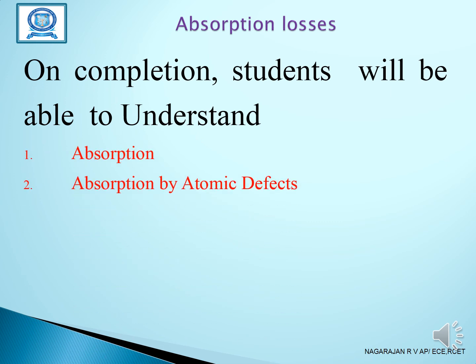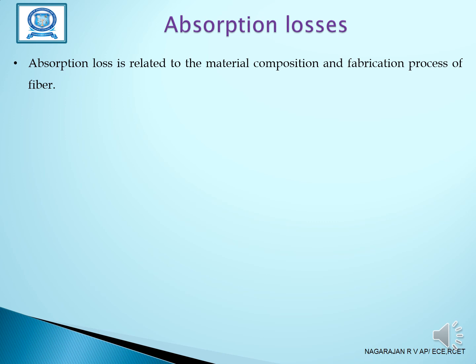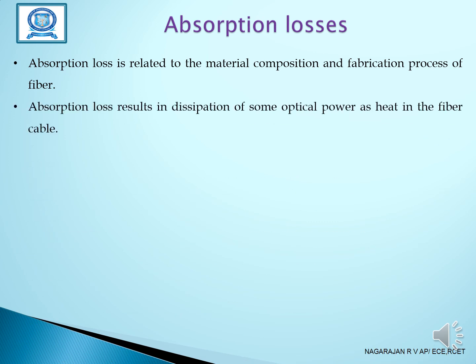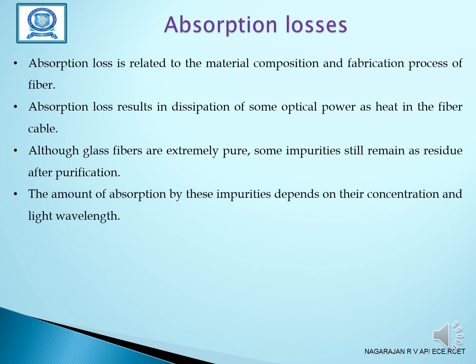Absorption by atomic defect. Let us see the definition of the absorption loss. Absorption loss is related to the material composition and fabrication process of the fiber. Absorption loss results in dissipation of some optical power as heat in the fiber cable. Glass fibers are extremely pure, but some impurities still remain as residue after purification. The amount of absorption by these impurities depends on their concentration and light wavelength.